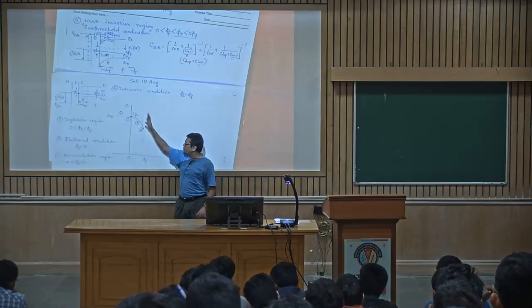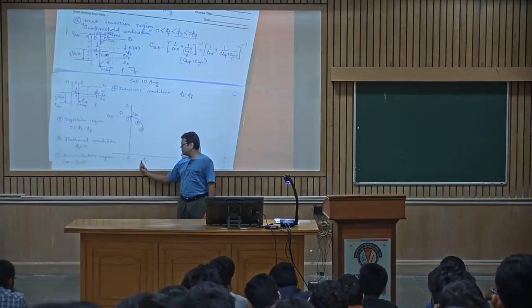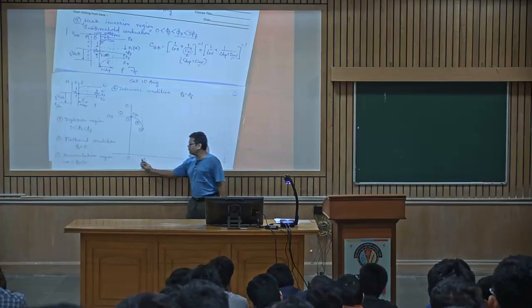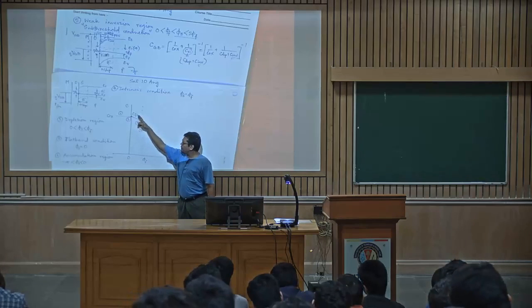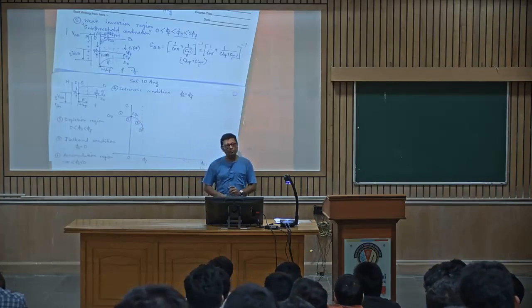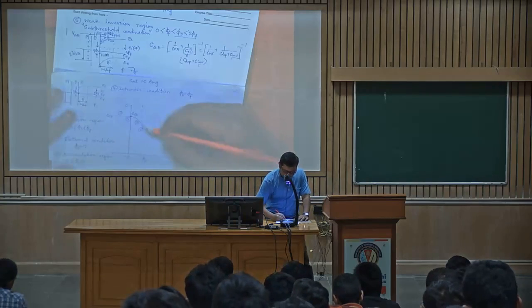So the maximum slope in the CV curve will occur only at phi s equal to phi s. So if the slope of this curve starts decreasing, what will happen? What will it look like? Very simple.